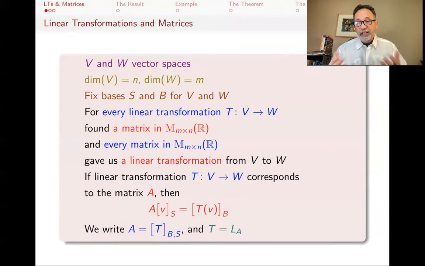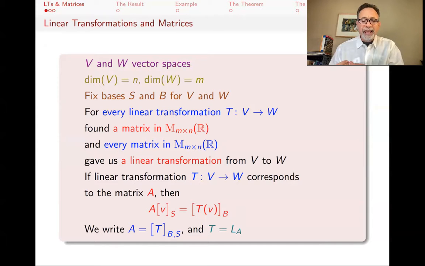The notation we use is that if A is the matrix of the linear transformation, we write the matrix of T with respect to S and B. Even though I write B comma S, I read that as S and B, because S is the basis for the domain, and the linear transformation starts with the domain and goes to the codomain. But I write B comma S because of the size of the matrix A. A has how many rows? As many rows as the size of B. How many columns? As the size of S.